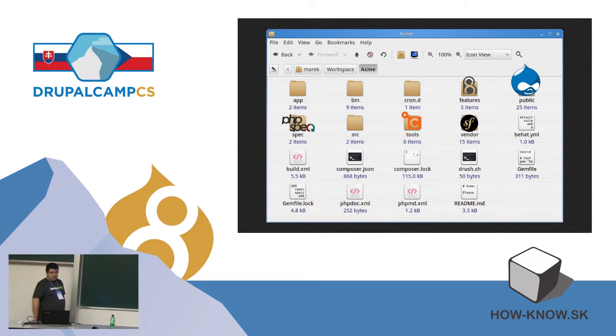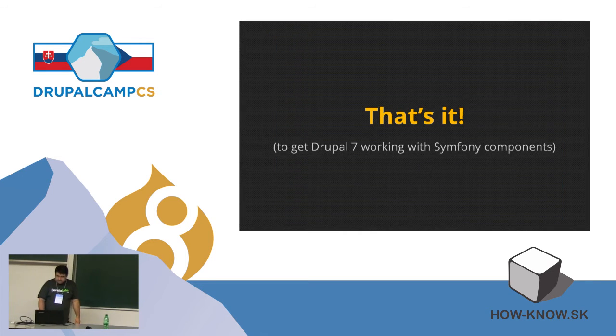Project folder structure, people often ask about that. We have a public folder, which is where Drupal lives. We had features, we used Behat for everything. Cron to have some cron jobs defined, bin for our executables, app to have our configuration like in Symfony, specs for PHPSpec, source, tools, that was Chef to manage deployment, vendor for Symfony components. We also had Drush. So it worked pretty well. When we decided to move to Acquia, that was a problem, but we solved it. Yeah, that's it for Drupal 7 working with Symfony.